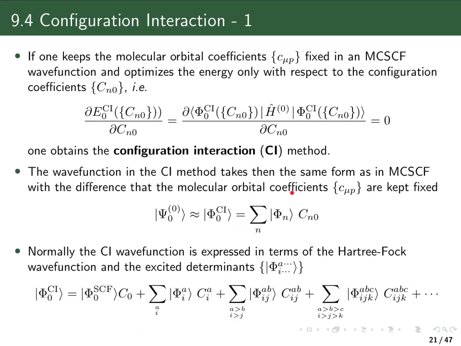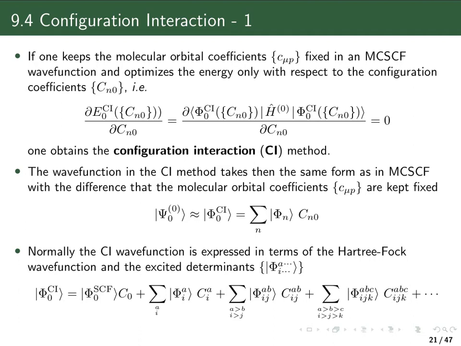So in this configuration interaction wave function, the orbitals are fixed. And therefore it also means that when we optimize the energy, because configuration interaction is also a variational method, we only take the derivative of the energy with respect to the determinant or configuration state function coefficients and set it equal to 0. Normally, one writes the configuration interaction wave function in terms of the Hartree-Fock wave function and contributions from all the excited determinants. What one has to do in this method is to find the values of these expansion coefficients.